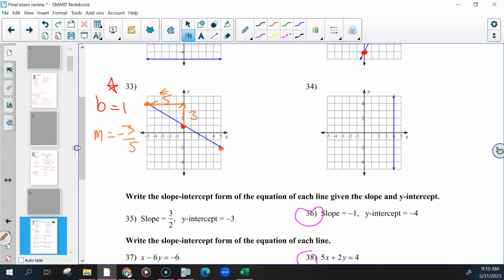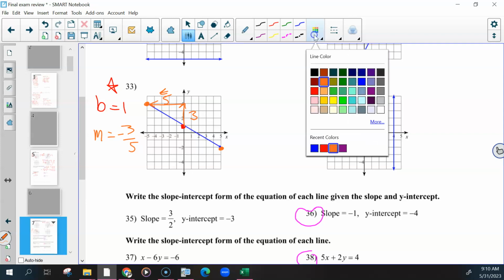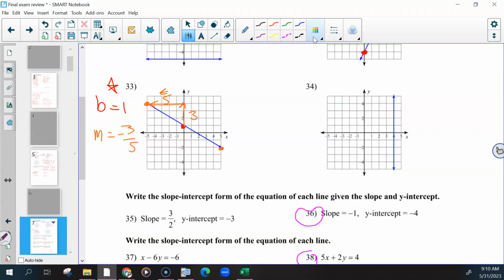Okay, so then how would we put those two things together to write it in the equation? What would that look like? Y equals what? Wherever it crosses the y-axis. Any others on this page we want to go over?